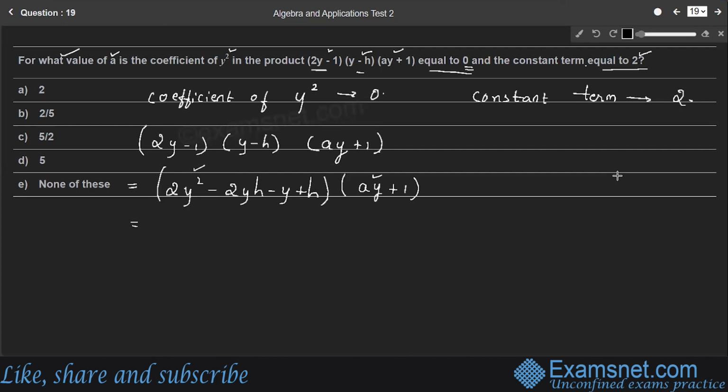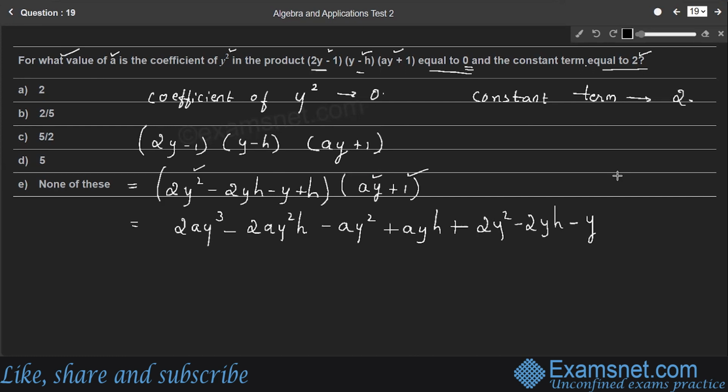So 2y square into ay is 2ay cube, right? Next, 2yh into ay, so minus 2ay square h, right? Minus ay square plus ayh plus, so the first term into 1, so 2y square minus 2yh minus y plus h. This is the product. So let us club all y cube terms.